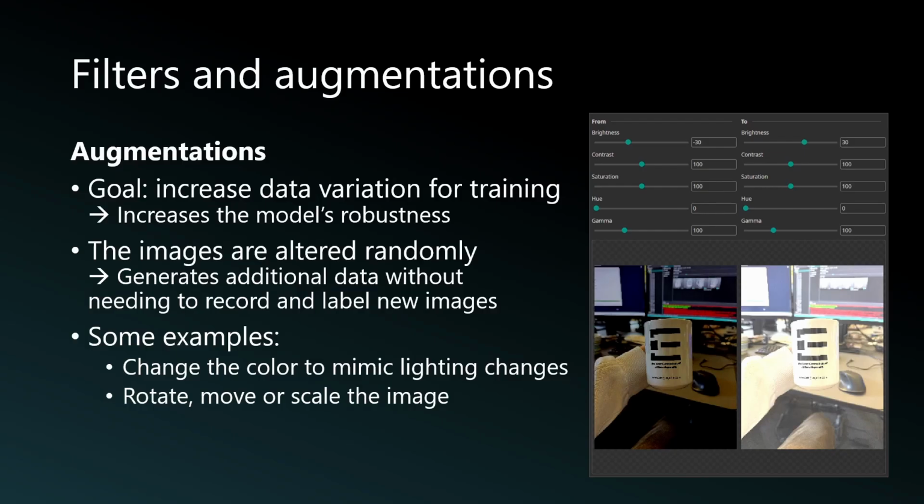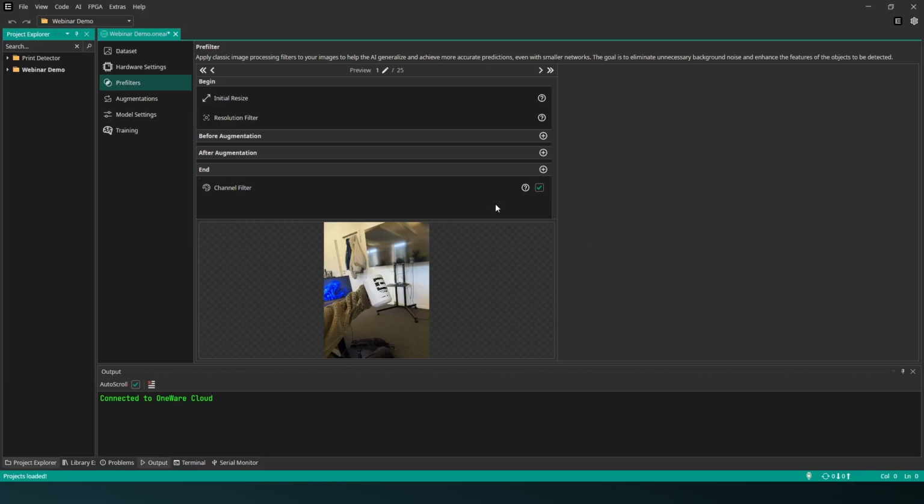So what do we do? During the training process, we randomly alter the images. For example, here on the right, I have a color augmentation that randomly either reduces the brightness or increases it. And by doing so, I can generate additional data without needing to record or label any new images, which might be quite time consuming. So let's get back to OneWare Studio and see what filters we are going to use today.